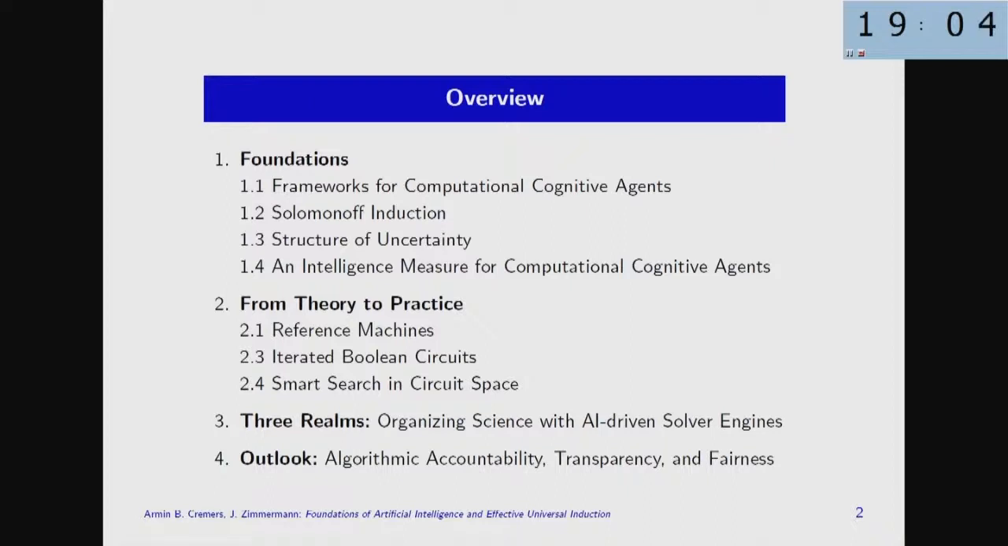So the main issues are effectiveness and efficiency, taking you from theoretical considerations to practice, basically the two chapters that you see, and I will conclude with a look upon what is going on in science as it relates to the offerings of artificial intelligence.